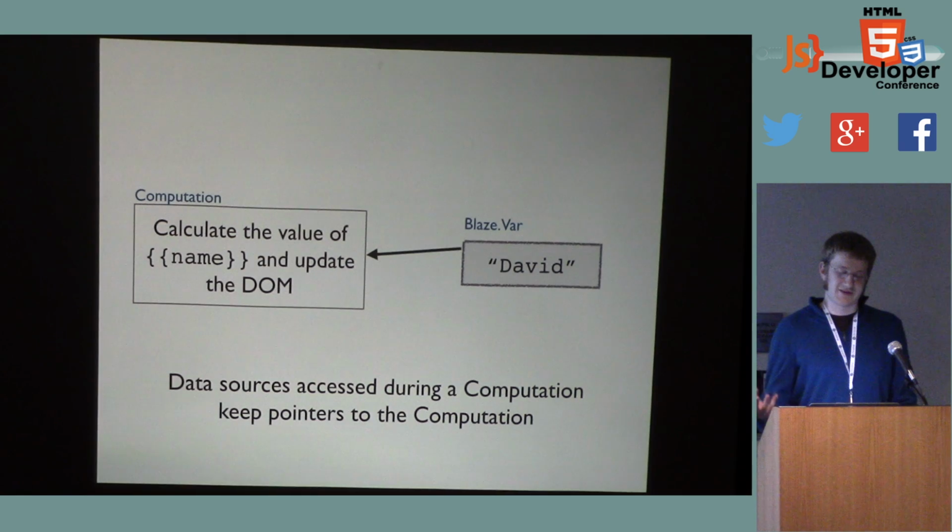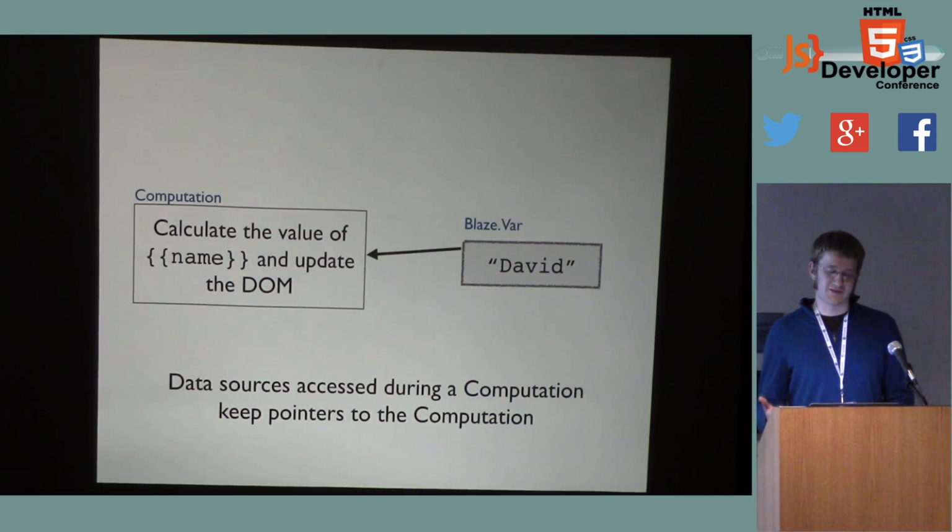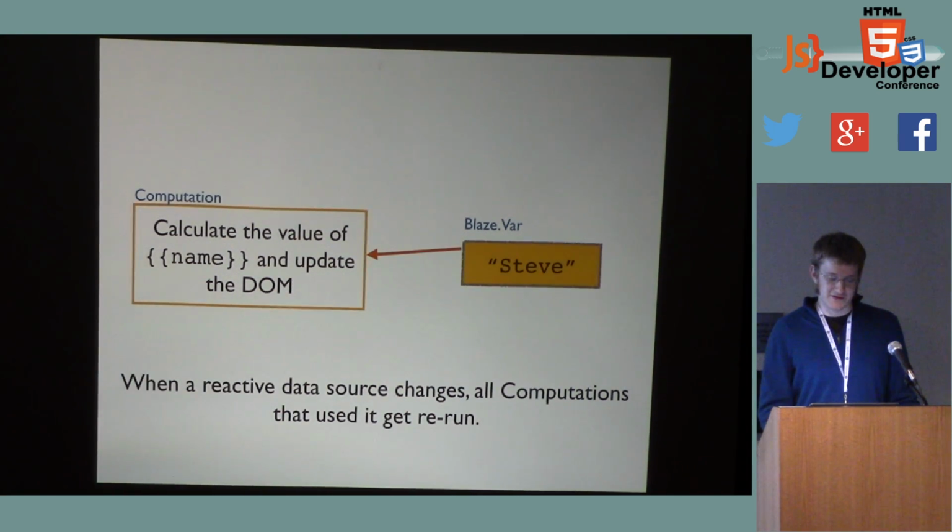When it goes to access the Blaze var, that immediately is a cue for the dependency system to establish this link. So whenever you access a data source from a computation, meaning while you're running the computation, that automatically creates this association in the Deps system. And then when the var changes, that triggers the computation, and the computation says, OK, I'm going to run again. I'm going to calculate the value of name, and then I'm going to update the DOM.